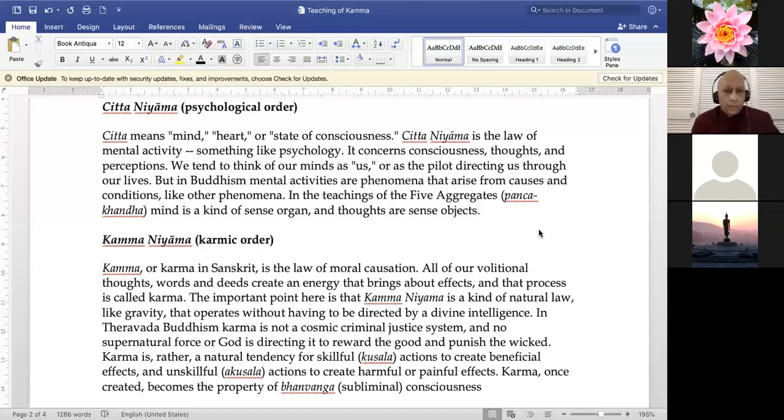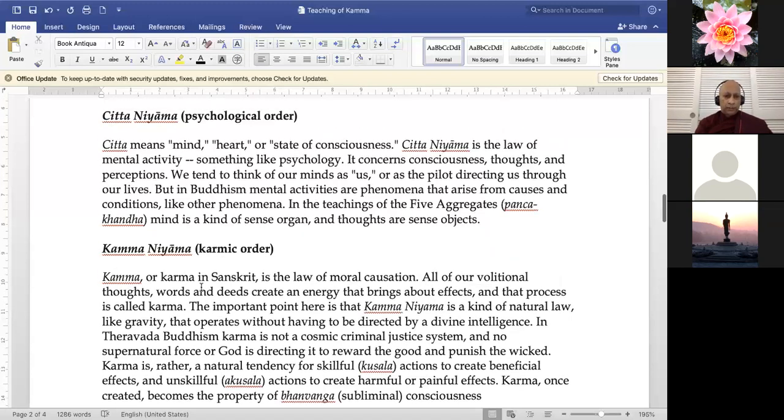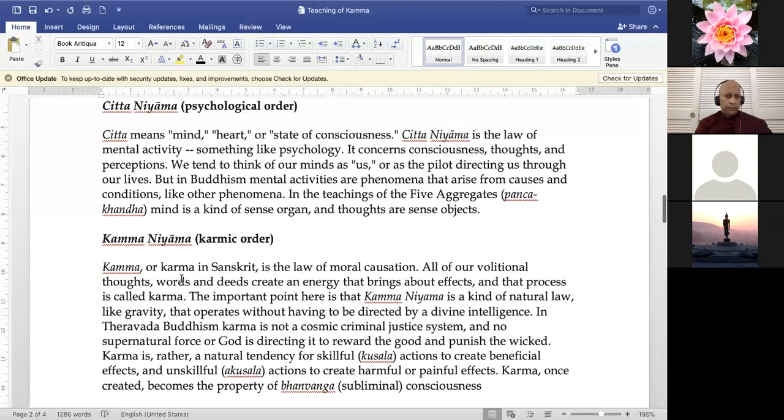Now, karma in Sanskrit is the law of moral causation. All of our volitional thoughts, here volitional means intentional thoughts, words and deeds create an energy that brings about effects, and that process is called karma. So karma is an energy. Karma is a mental energy. It's a force created by our action.